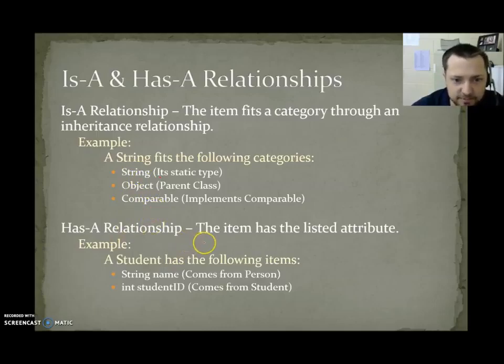Has-a relationship: the item has the listed attribute. A student has the following items: name, student ID. In our example we created earlier, students have first names and last names that come from Person, and a student ID comes from Student. So I wrote these slides before I wrote that example.